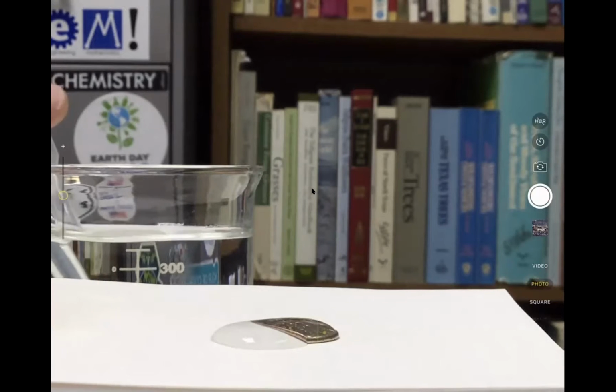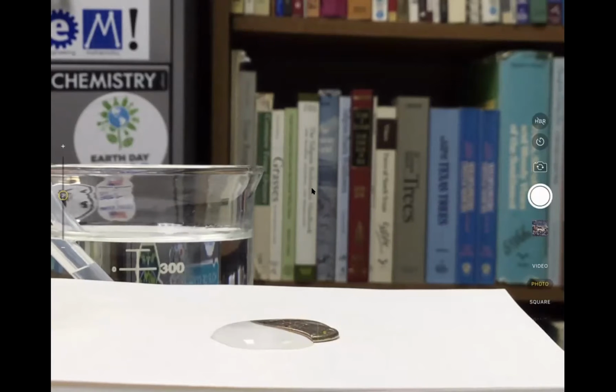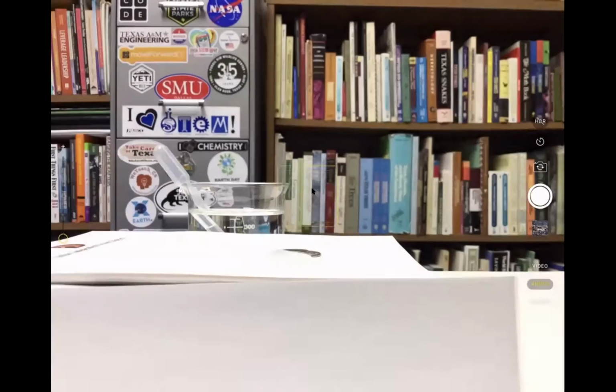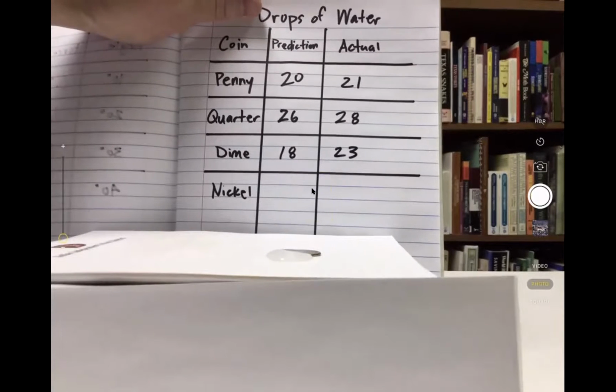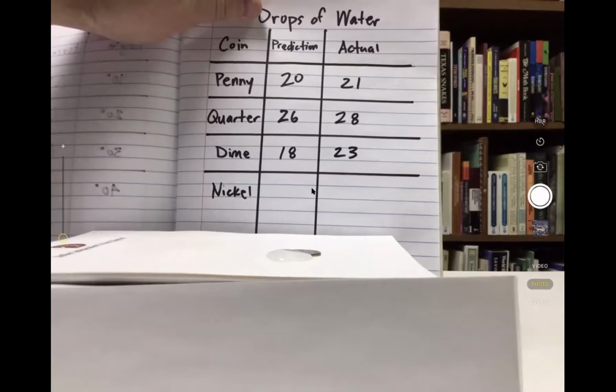23. Wow. That was a lot more than I predicted. So if I zoom back out here, somehow, even though that dime was smaller, it was able to hold more drops than the penny, which actually leads me to a couple of challenge questions for you.